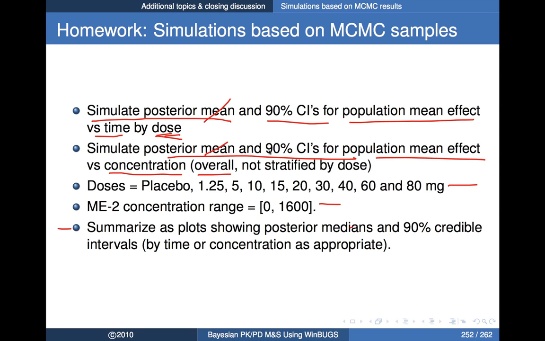I'll try and fix that on the copy of the handouts I have on the board. So you do posterior medians and 90% credible intervals by time or concentration as appropriate for these two cases. Of course, if you want to explore some other simulations, you can look at things like the posterior predictions of individual values and maybe some other kinds of statistics. But these are the ones I'm actually assigning and that we'll go over on Thursday.